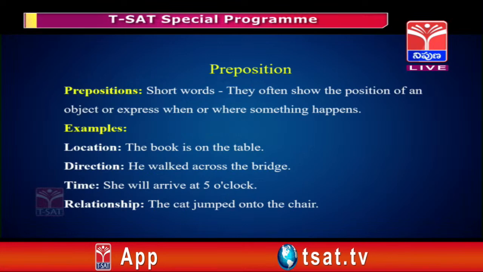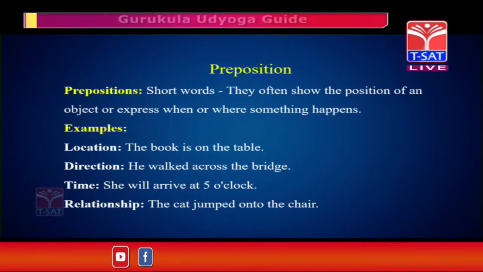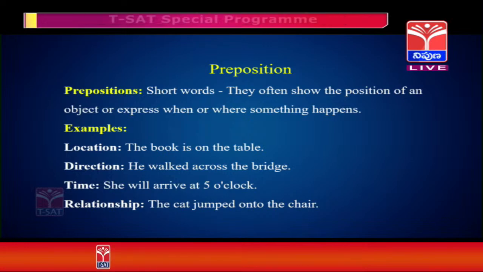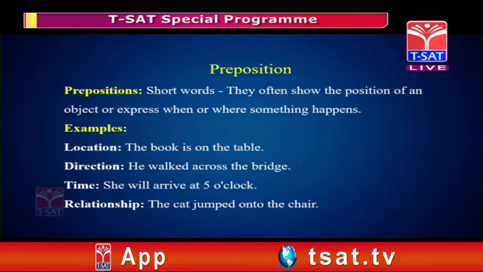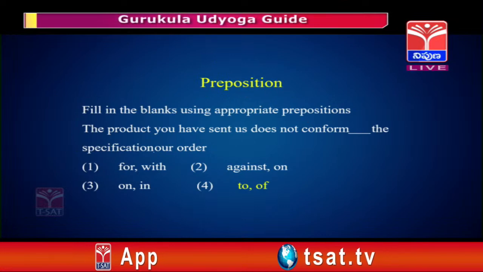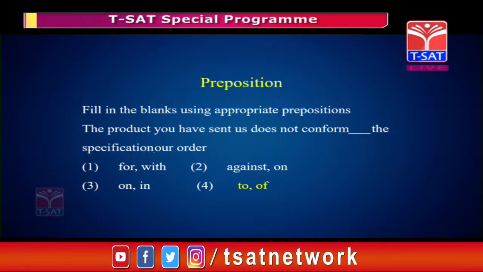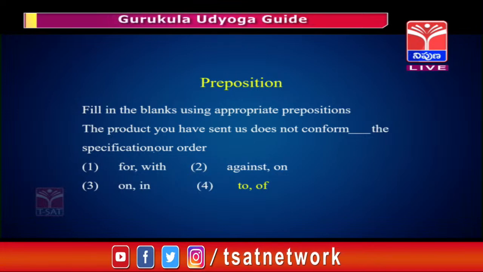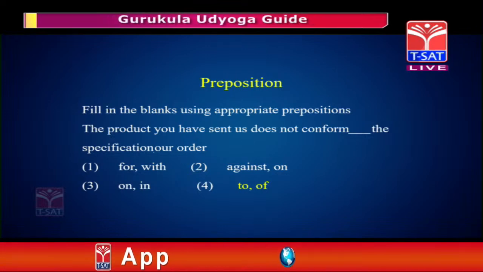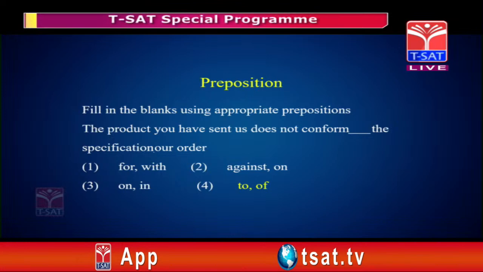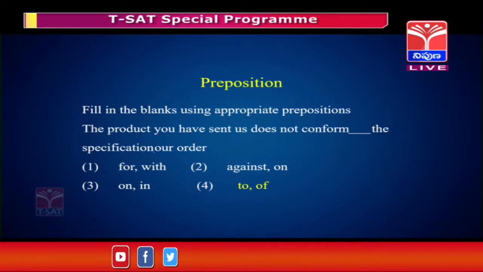The other component is preposition. Preposition, as we know, is a word which talks about the position of a noun. We have prepositions which talk about location, direction, time, and relationship. Most of the time a sentence will be given to you wherein the preposition is missing, and they will ask you to complete the preposition according to the sentence. The product you have sent us does not conform to the specific behavior or specific order. So it is like to and of, or the right options.